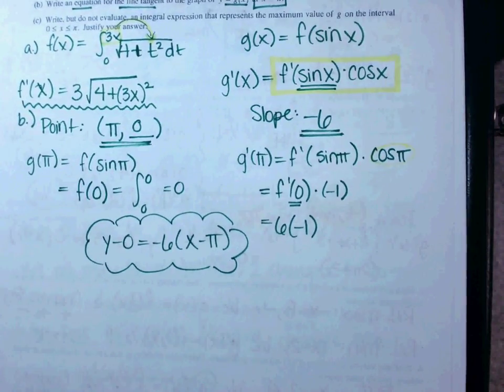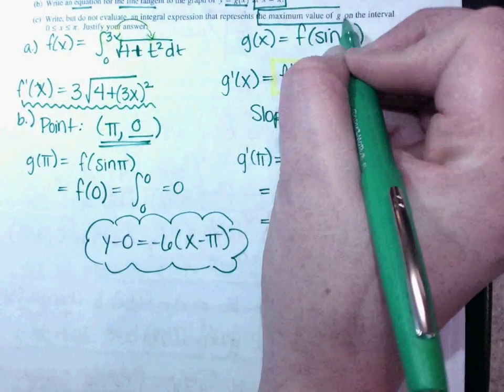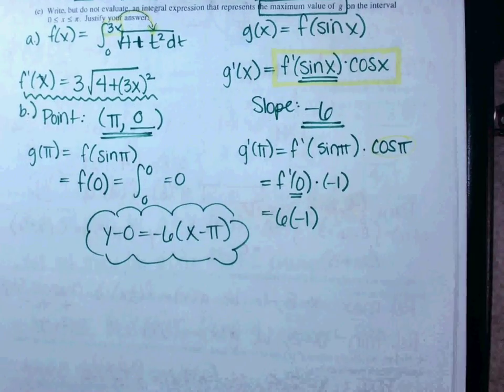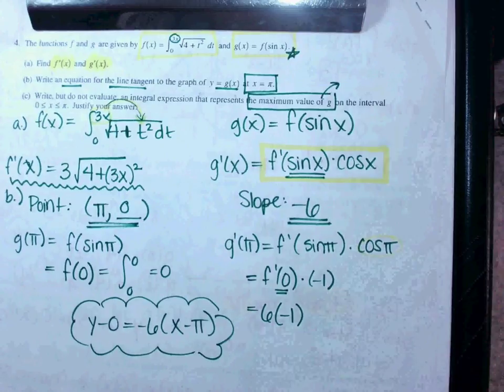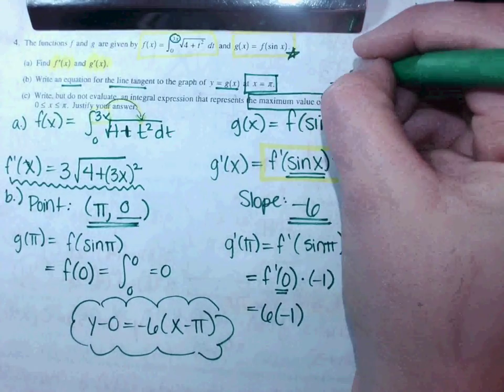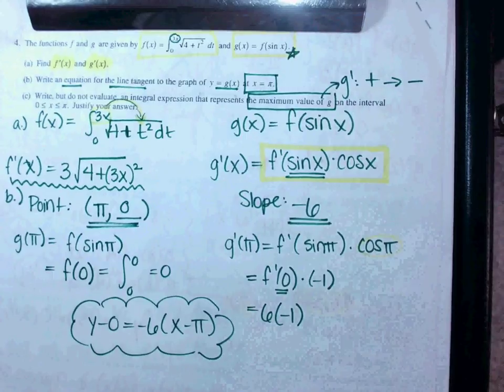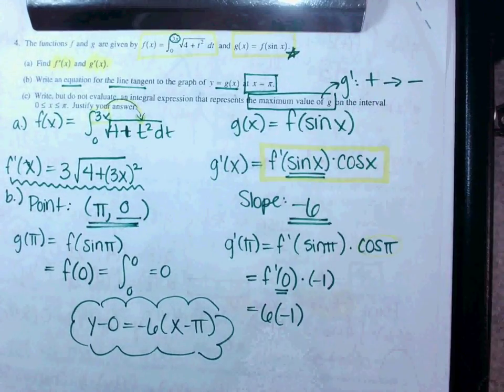Alright, part C. It says, write but do not evaluate an integral expression that represents the max value of G on the interval. Okay, if I want a max, what do I want to change sign? I want G prime to change from positive to negative. In order for me to know where there's a sign change, I have to set G prime equal to 0. So let's set up our G prime of x, and then set it equal to 0 to look for our critical numbers.